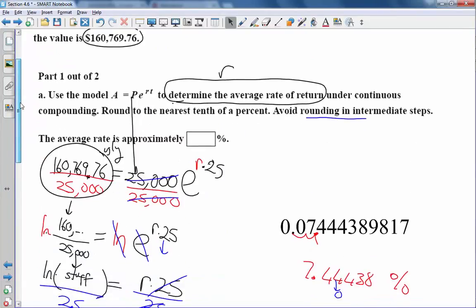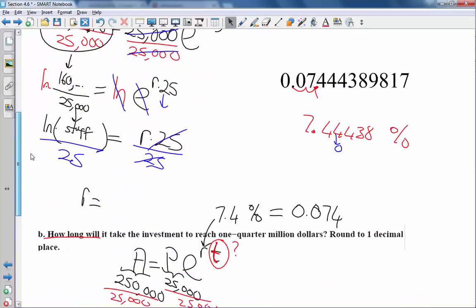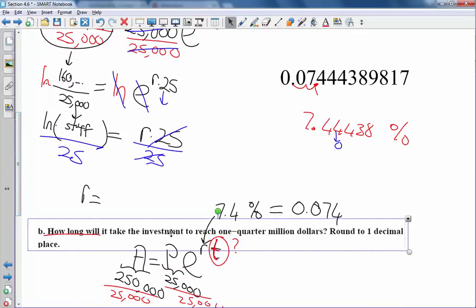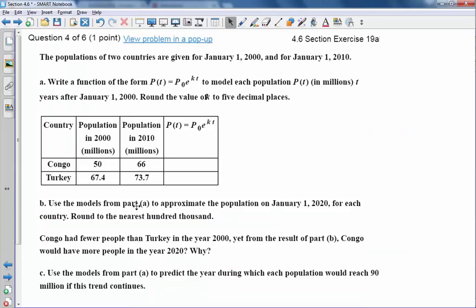Well, so where did the 250,000 come from? Because they wanted to know how long it will take to make it $250,000. Okay.